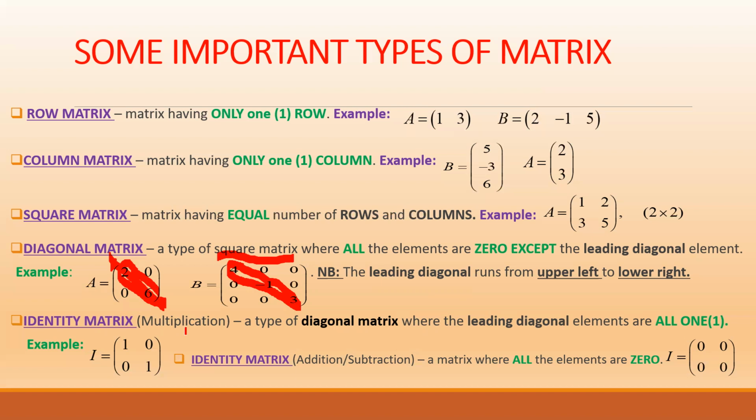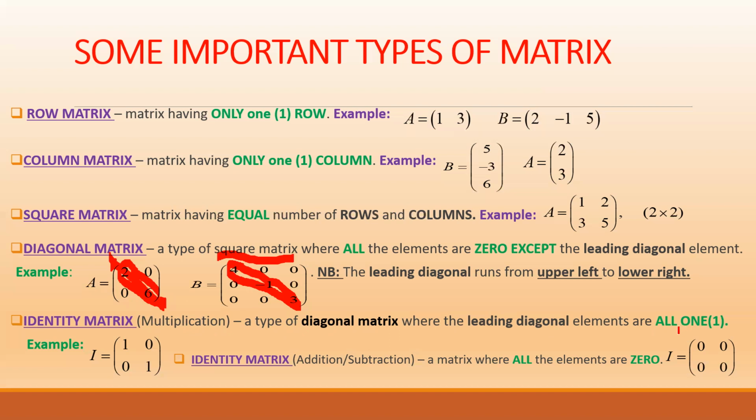So the identity matrix for multiplication is a type of diagonal matrix. What do we mean by diagonal matrix? 1, it must be a square matrix, and 2, the leading diagonal elements must not be zero. However, all the other elements must be zero. So the identity matrix for multiplication is a type of diagonal matrix which satisfies those criteria, where the leading diagonal elements are all 1.